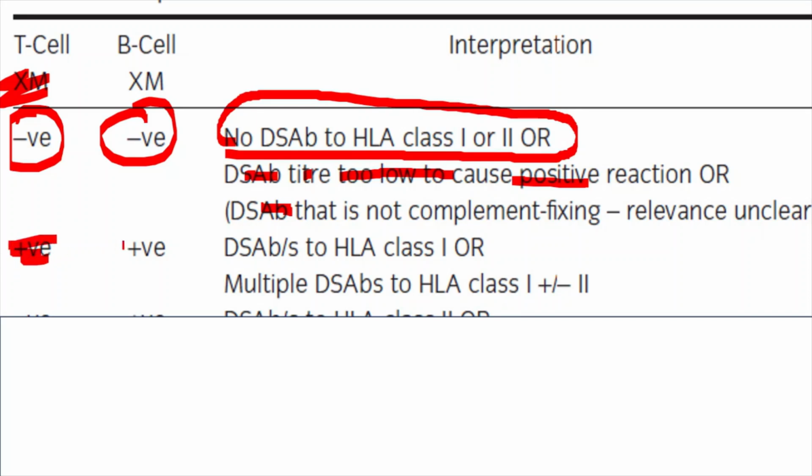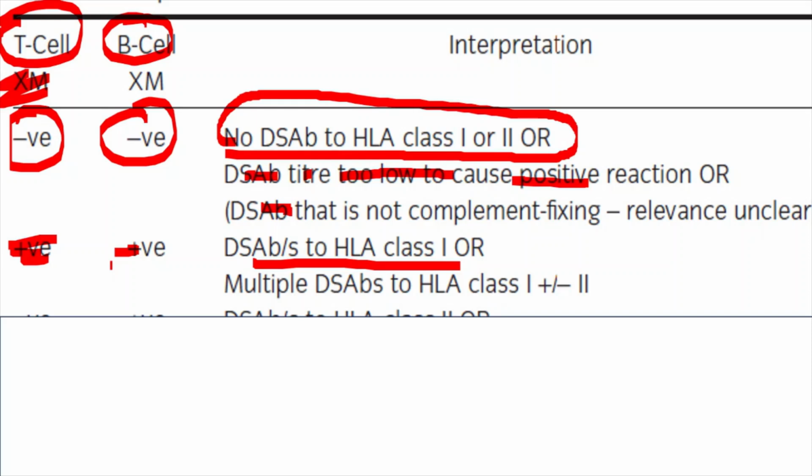Suppose both are positive, that means donor specific antibody is present to class 1, or multiple antibodies to class 1 and 2. Why class 1? Because T cell contains class 1, B cell contains both. So both are positive, that means class 1 is positive. There is a high chance the kidney will go for rejection immediately.